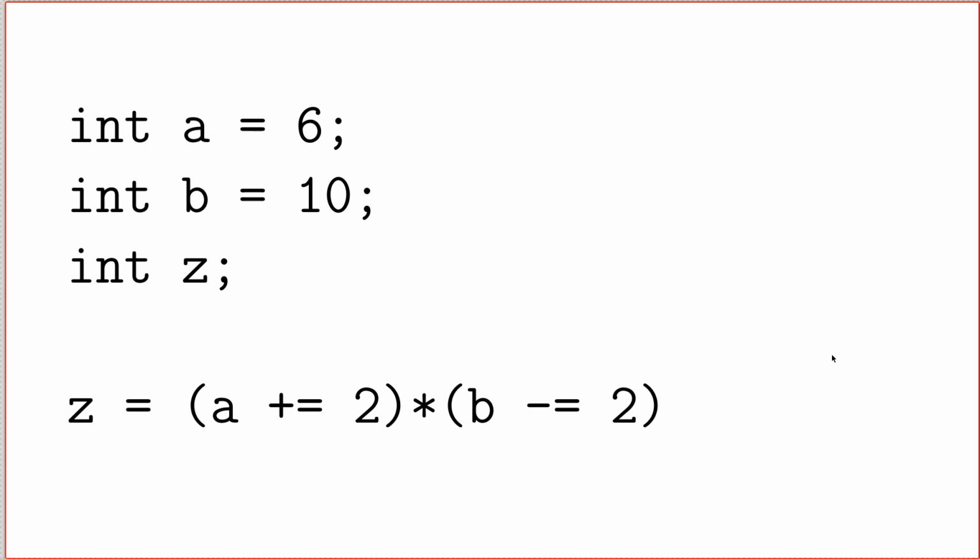Here's another example. This is pushing it a little bit further. It's not that much different. It's just using more assignments. So we rewrite this as a equals a plus 2, and b equals b minus 2. We draw out our diagram.